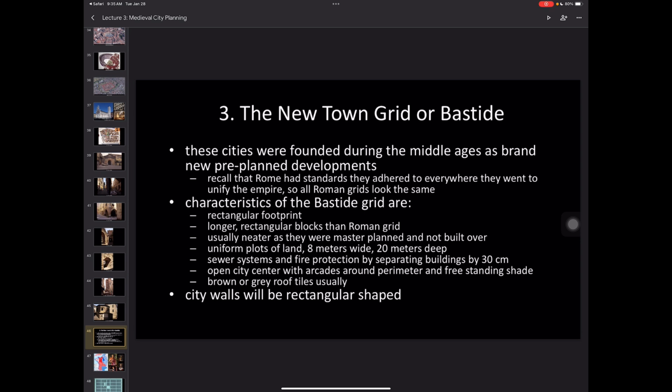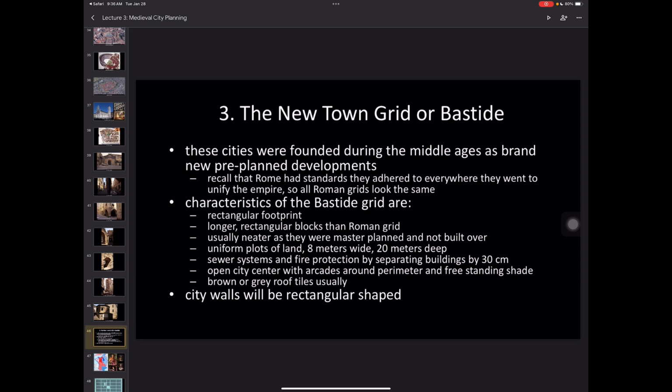They also have sewer protection and fire protection, which is huge during the medieval ages because fires tended to sweep away entire cities at a time, right? And the reason is you didn't have any space between buildings. So what they did in the Bastides is they gave 30 centimeters of space, which looks about this big, in between buildings. But even those 30 centimeters went a long way in protecting the building right next to it, right? So these did tend to last a little longer because of that.